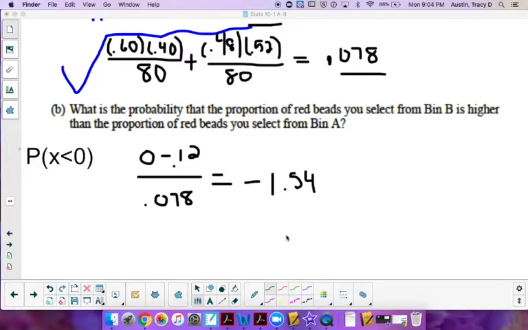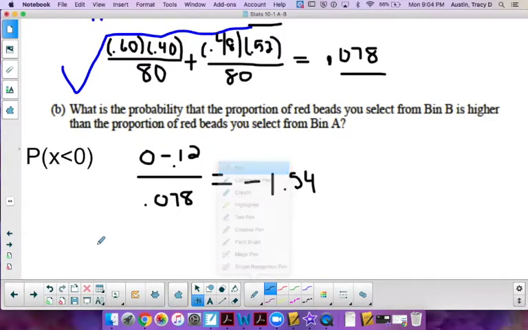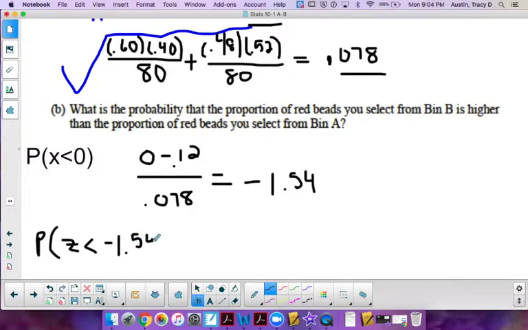is 0.0618. So going back to what we're supposed to do, the probability that z is less than negative 1.54, and we just look that up. And again, that is 0.0618.